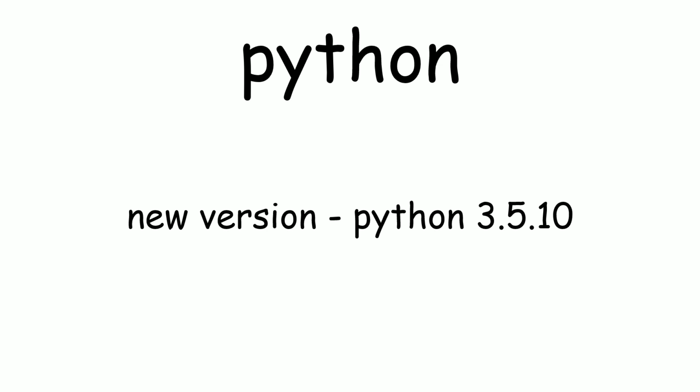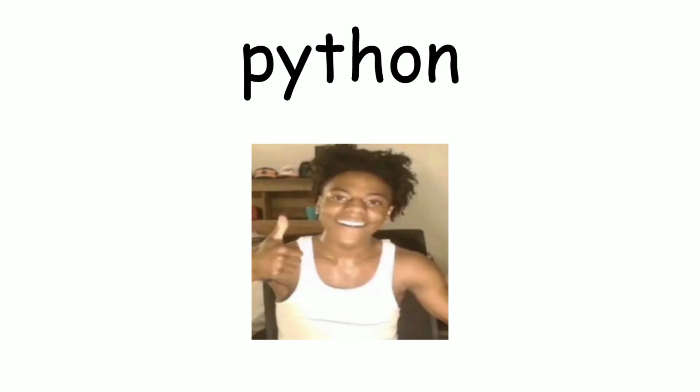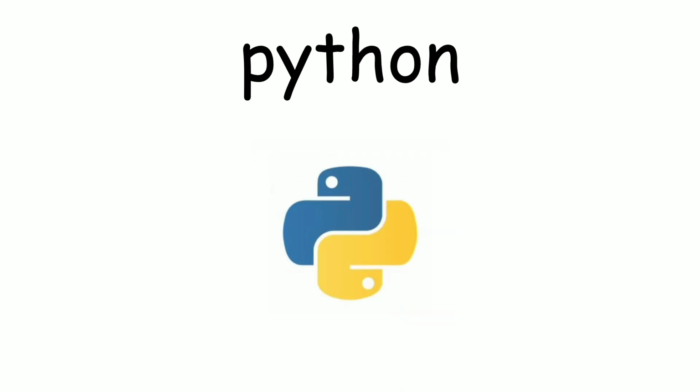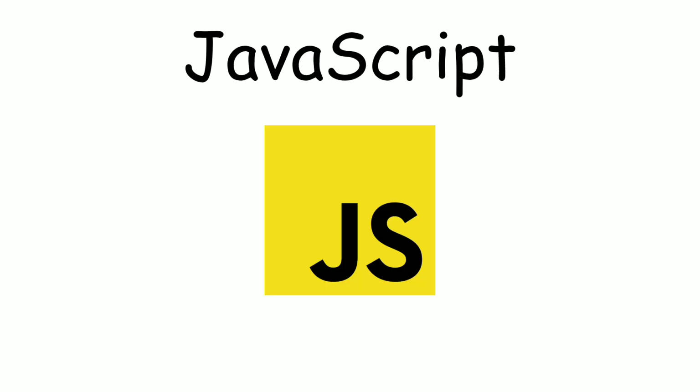The latest version is Python 3.5.10. This language is slow, but it requires fewer lines of code, and it is easy to learn. If you want to visit the official website, Python has an official website, python.org. The next programming language is JavaScript.